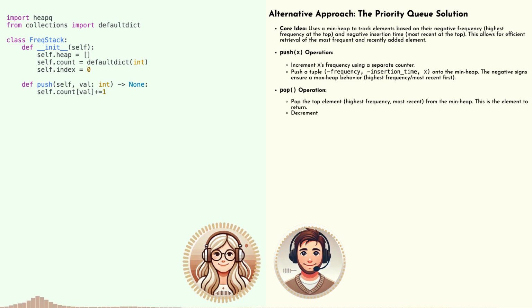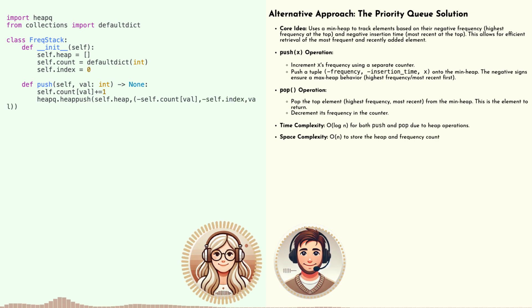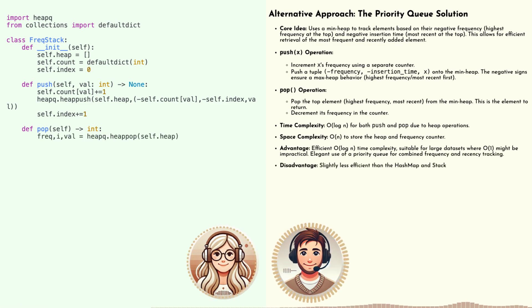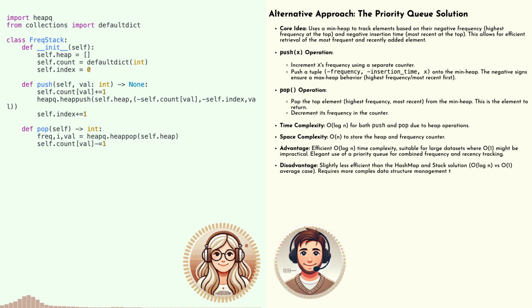Well, a priority queue is a data structure that always keeps its elements sorted based on a certain priority. Right. In our case, we need to prioritize elements based on both frequency and recency, right? Right, just like in our hash maps and stacks solution. Yeah. But how do we get a priority queue to juggle 2 different criteria like that? That's where the cleverness comes in.